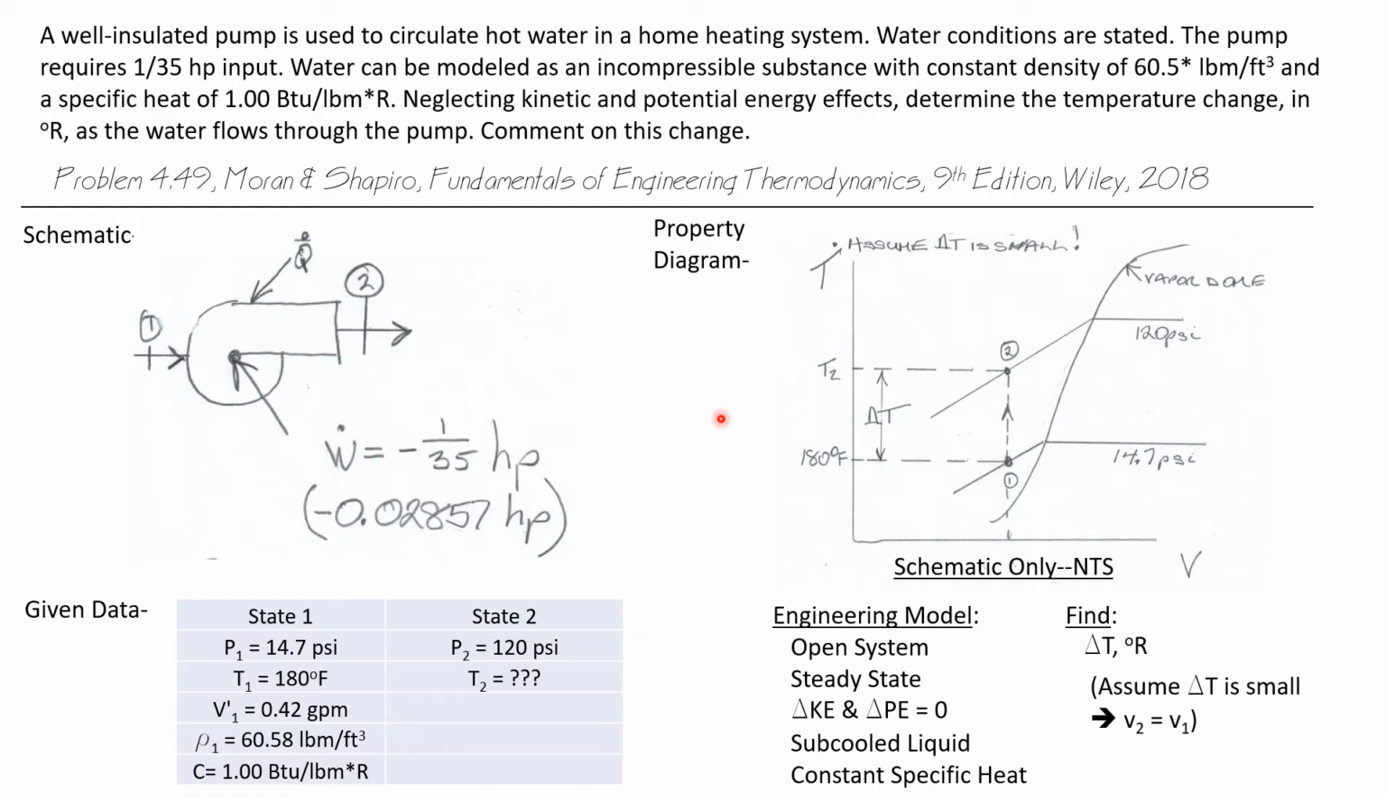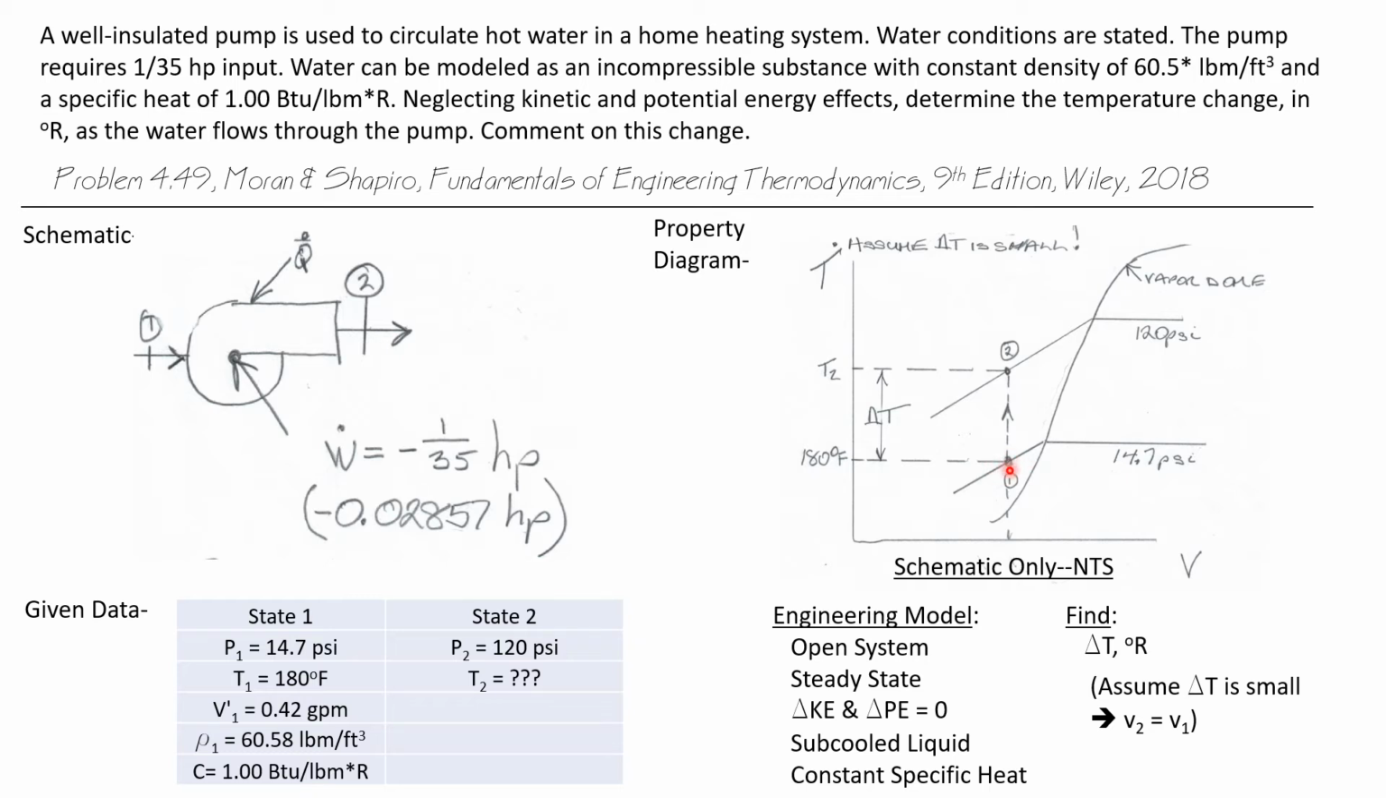Let's try to put this on a T-v diagram, shall we? We've got the left side of the vapor dome coming down through here. And this region out here to the left of the vapor dome is a subcooled liquid. We have a constant pressure line of 14.7 psi coming down into the subcooled liquid region. And we also have a constant pressure line of 120 psi coming down into the subcooled liquid region. Now, state 1 is on the 14.7 psi line at a temperature of 180 degrees. So it's going to be right here.